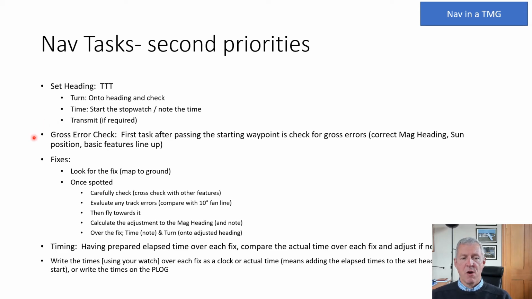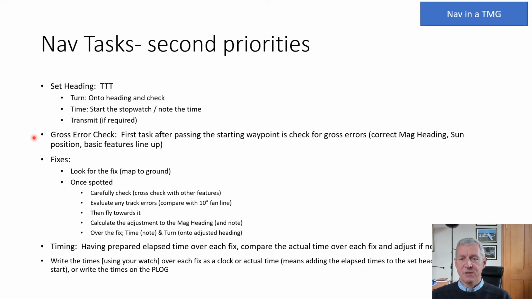We do something called a gross error check. So the first task after we've passed the starting waypoint, we've done our TTT, is have a look and check that it all looks right. Is the heading the same thing that we've got on our PLOG or on our map? Is the sun in the right place? Do the basic features look right? You know, if Grafham Water is meant to be on your right, is Grafham Water on the right?